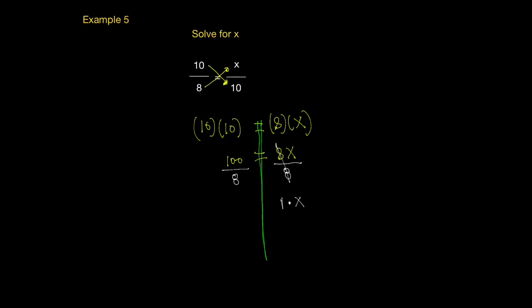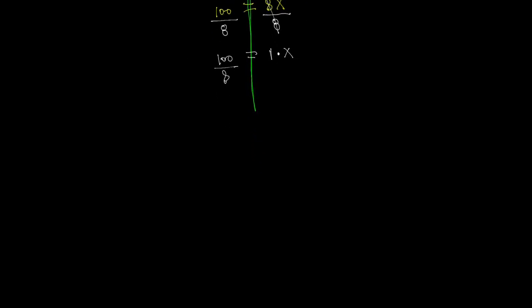So 1 times x. And here we're going to see a little problem, because we're going to realize that 8 does not divide 100. 8 doesn't go evenly into 100. So let's just leave it as 100 over 8 for now. And then 1 times x, well, that's just x. So we have x is equal to 100 over 8.